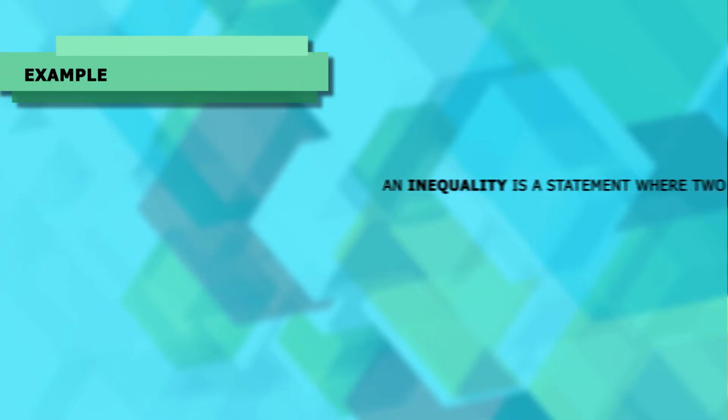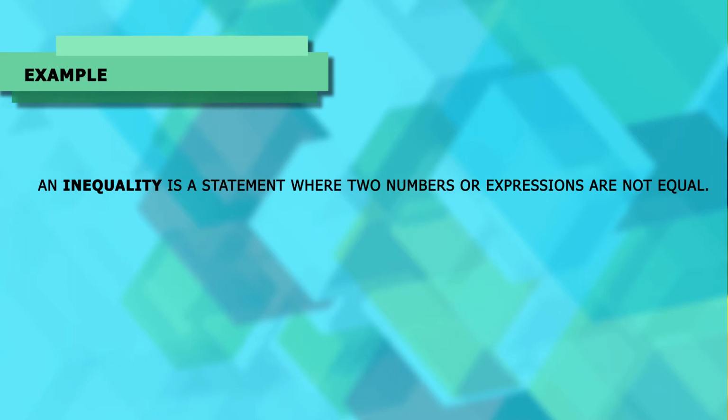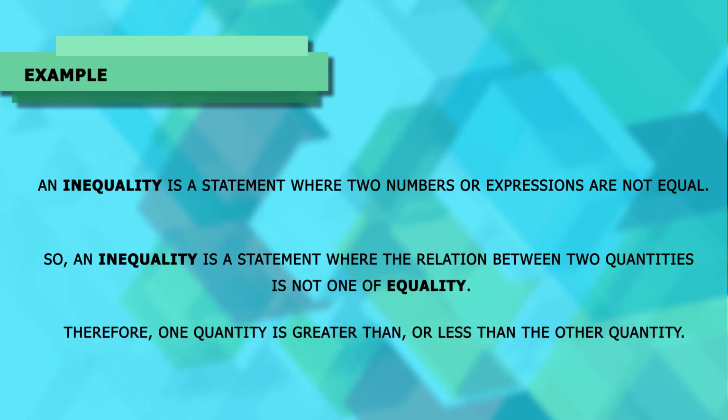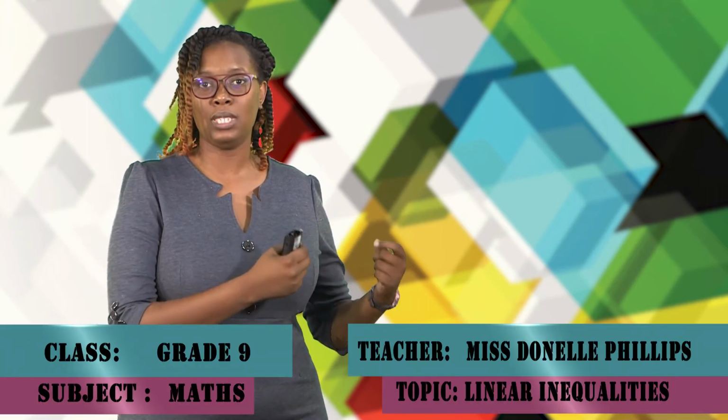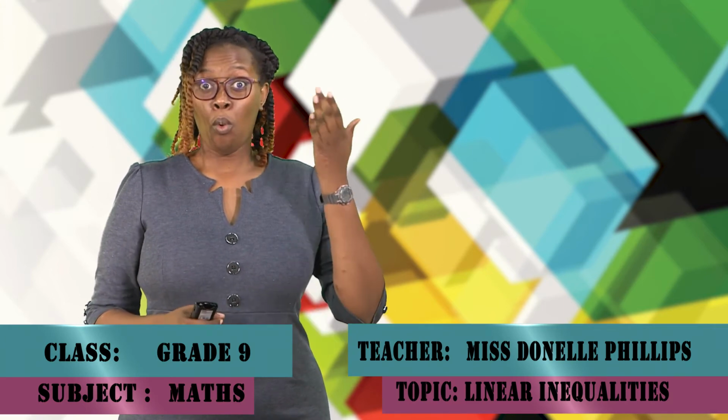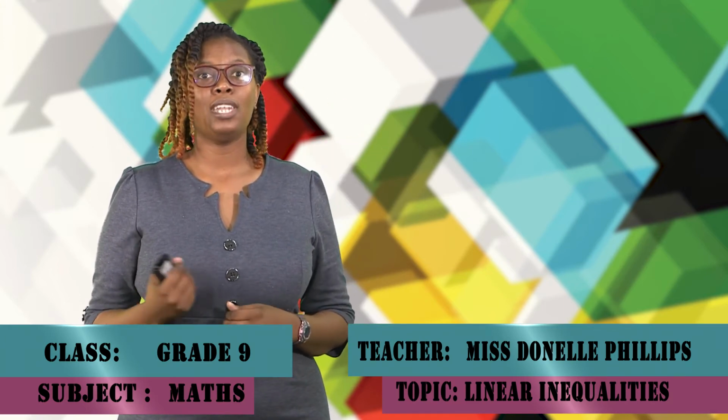So what does inequality mean? An inequality is a statement that two numbers or expressions are not equal. So, an inequality is a statement that the relation between two quantities is not of equality. Therefore, we can say that one quantity is greater than or less than the other quantity. So when we think of inequality, all we should be thinking about is the opposite of two things being equal. So as long as they're not equal, it's either one is greater than the other or one is less than the other.